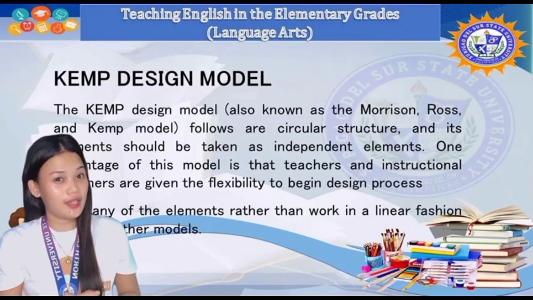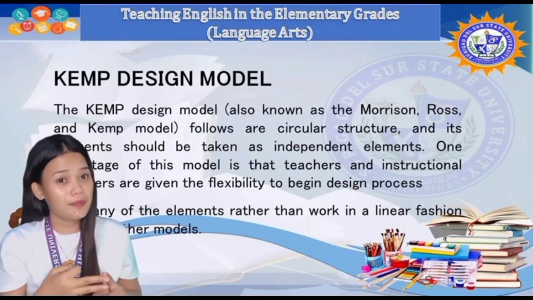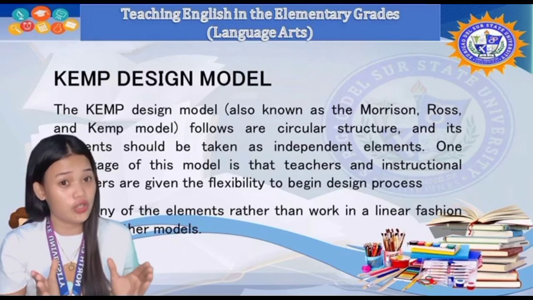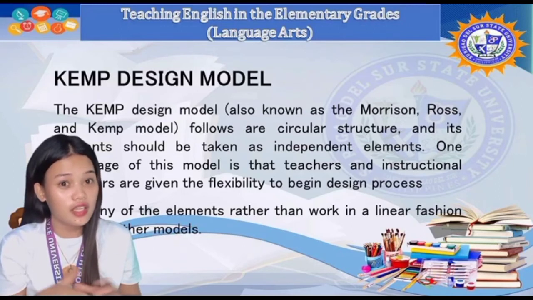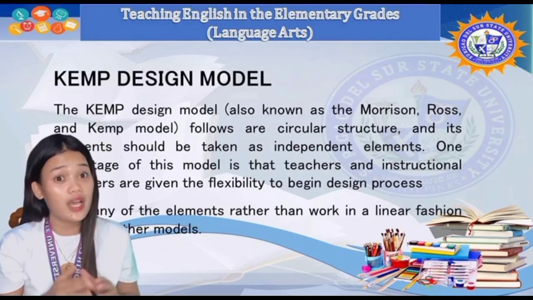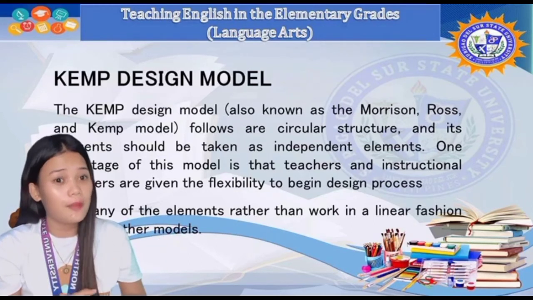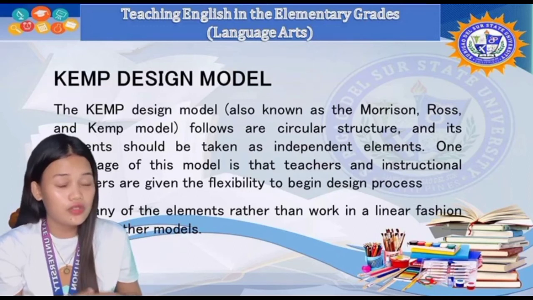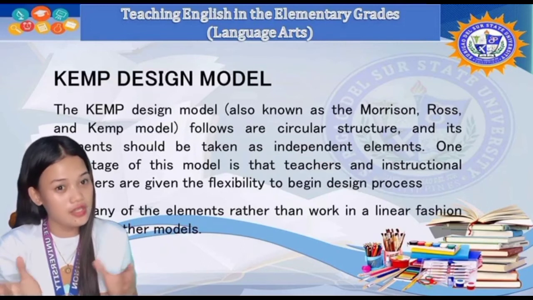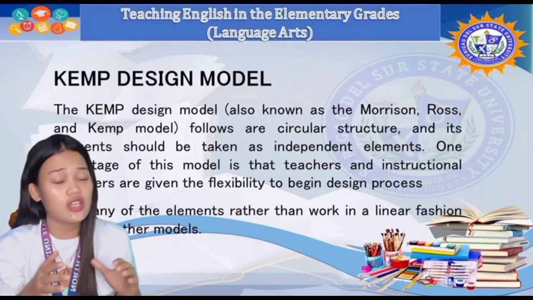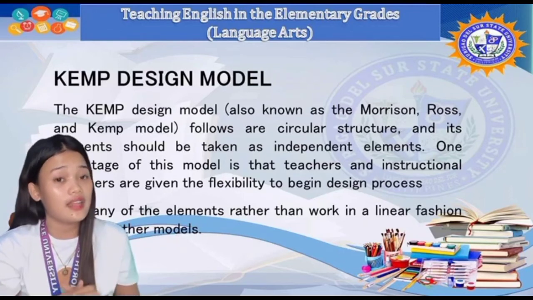Kemp design model. The Kemp design model is also known as the Morrison, Ross, and Kemp model. The Kemp model is circular. When viewed as interdependent components, the 9 fundamental elements produce the phenomenon known as circularity. The circular approach that the Kemp model takes directs the designer to take into consideration the learner's goals, needs, priorities, and constraints. And the 9 essential elements of the Kemp instructional model are extremely specific and structured.